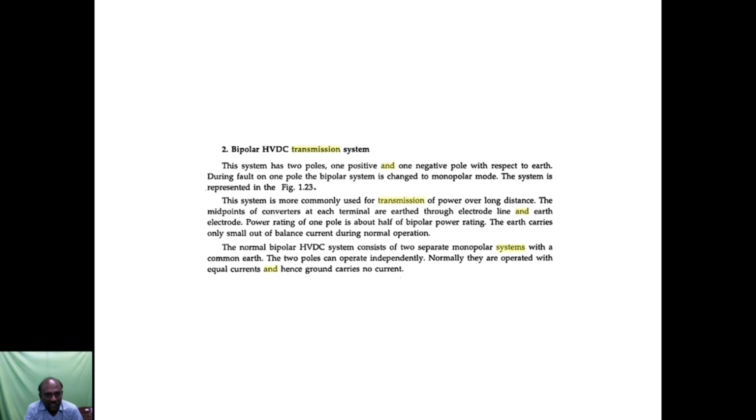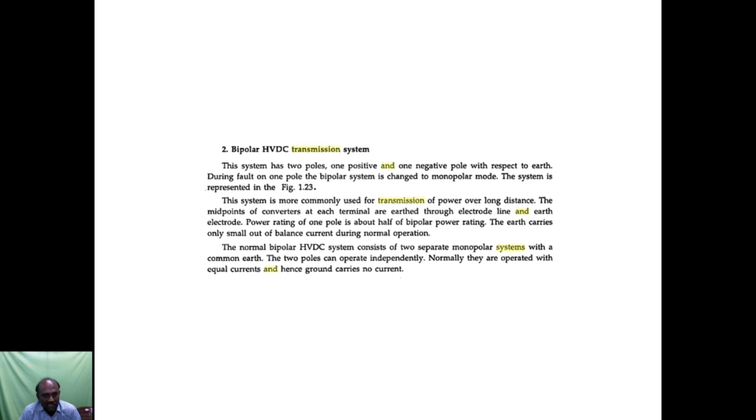The midpoints of the converters at each terminal are earthed through an earth electrode. Earthing is made by this. The power rating of one pole is about half of the bipolar power rating. So one pole is of half the power rating of the total power rating. The earth carries only a small out-of-balance current during normal operation. The closed circuit is between the positive and negative polarity, so only a small amount of current flows through the earth as a leakage current.